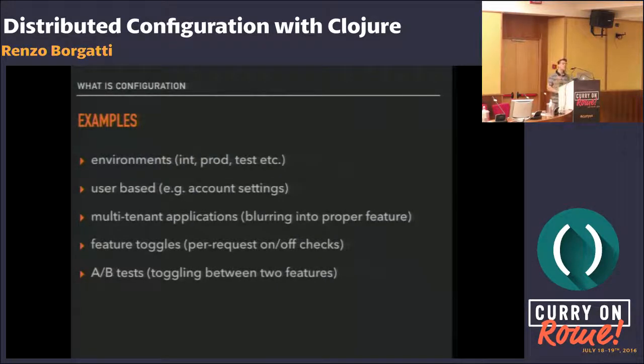A/B testing maybe is one flavor of that, where you decide between two features instead of a single one, and the way you use this data then is up to you, but usually is to discover interesting patterns and see which one of the features is most interesting for your users. Then we can discuss a little bit of the different dimensions of configuration.